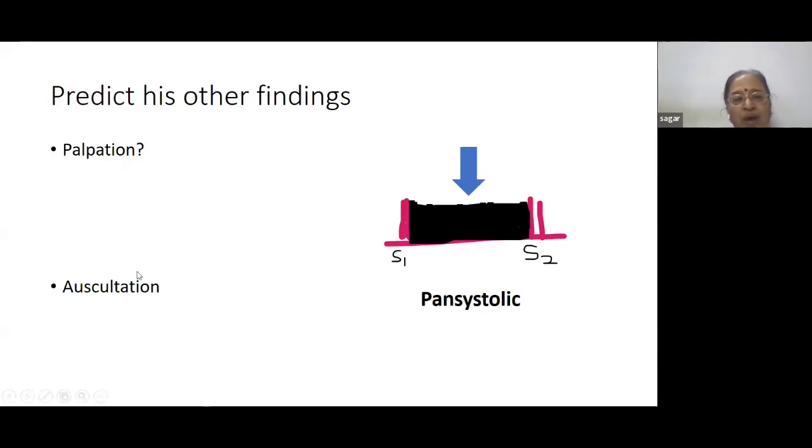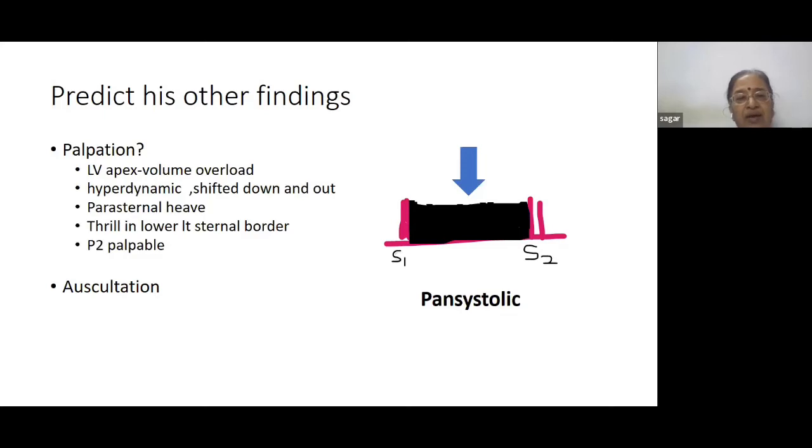What will you get on palpation? What will you get on auscultation? Okay, let's look at what you will get on palpation. LV apex, volume overload. So definitely that LV apex will be hyperdynamic, shifted down and out. Parasternal heave will come because there's RV overload also. There's a thrill at the lower left sternal border. That is because of the presence of the shunt there. The shunt happens between the LV and the RV. So that's the area where you get a thrill on the left sternal border. P2 will become palpable because of pulmonary artery hypertension.